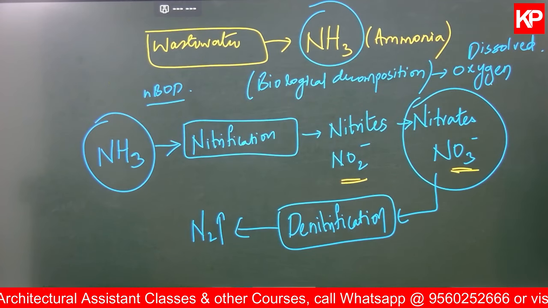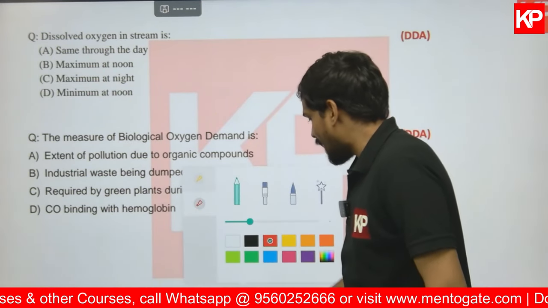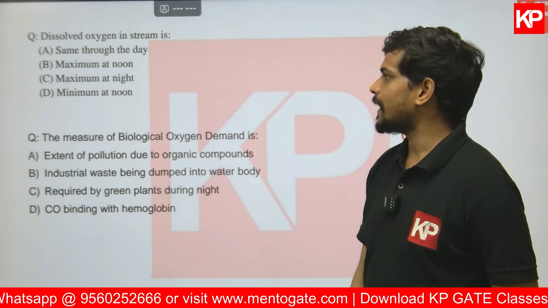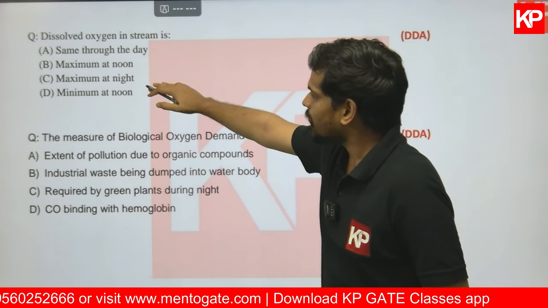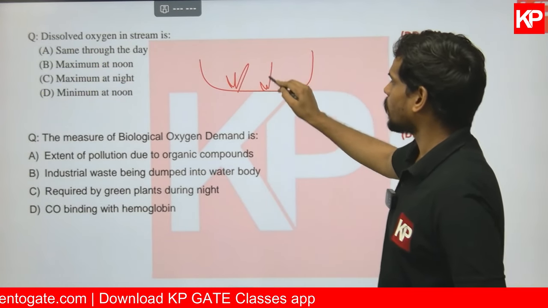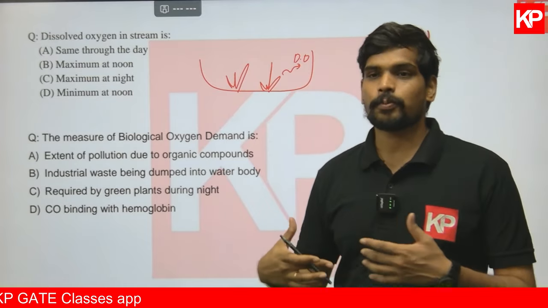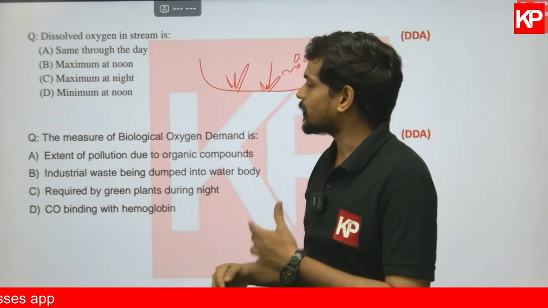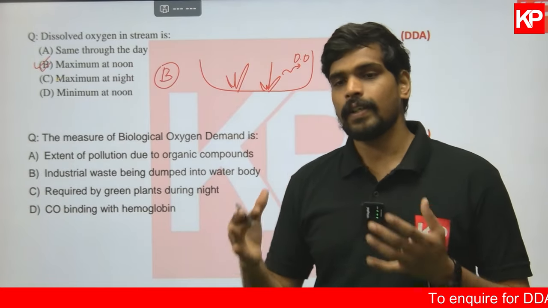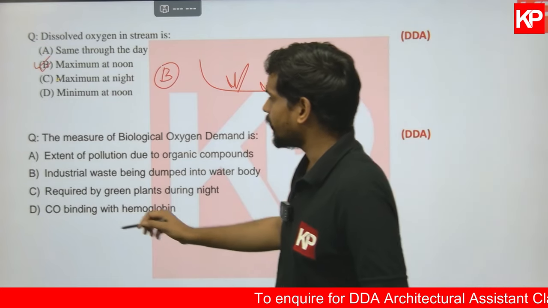If we look into some practice questions from past examinations in this area, you can also write down the answers in your notes and then cross-check when I give the answers. Start one by one. Dissolved oxygen in a stream is dash: same throughout the day, maximum at noon, maximum at night, minimum at noon. I told you the source of dissolved oxygen in water bodies: water plants mainly undergo photosynthesis and dissolved oxygen is released by them. So when is photosynthesis most active? When the available sunlight is maximum. So the answer is B. It is maximum at noon because at noon there is a lot of sunlight, photosynthesis is very active, and a lot of dissolved oxygen is released into the water body. That's the answer for the first question.